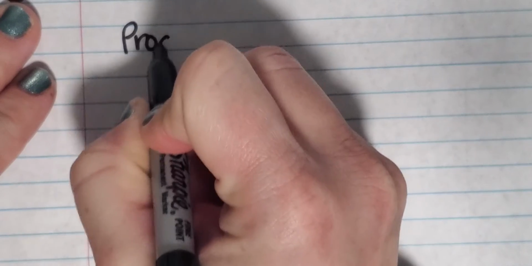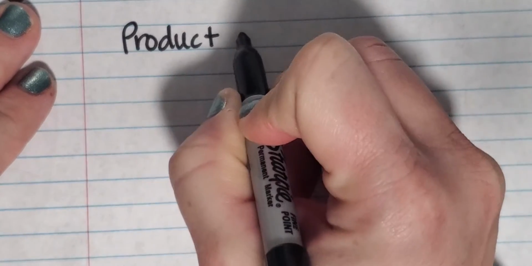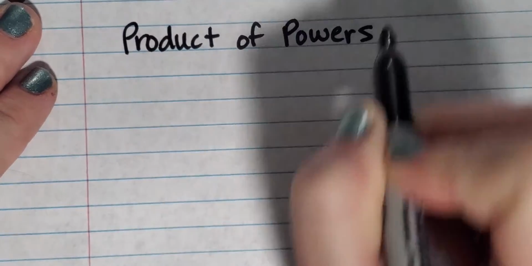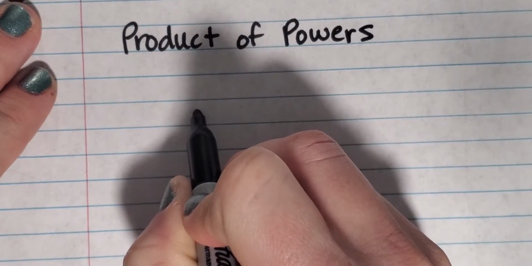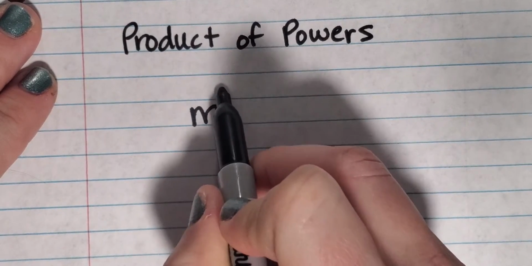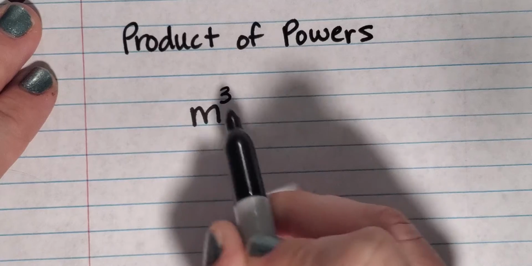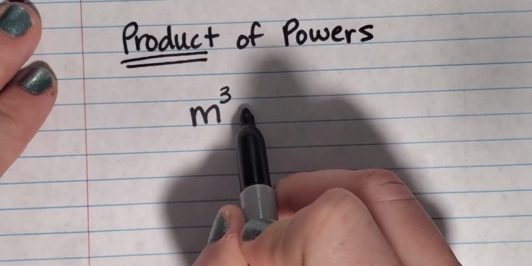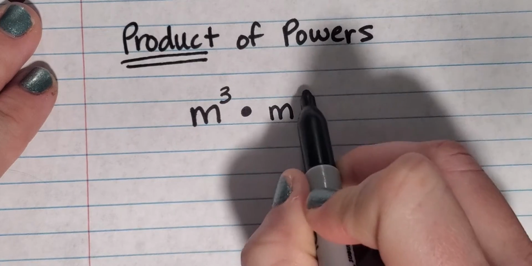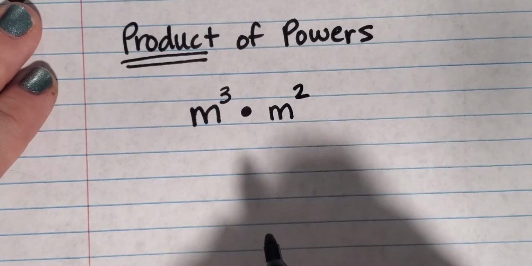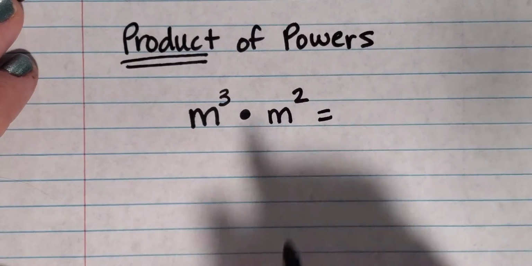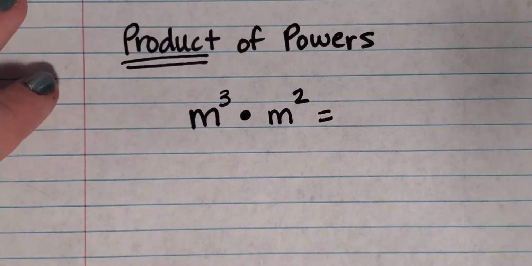So product of powers means that we are having a base, let's say m, so a base with an exponent of 3. Product means that we're being multiplied by something. So let's say another base with an exponent of 2. And we have to figure out what these would equal, or we're going to simplify them.